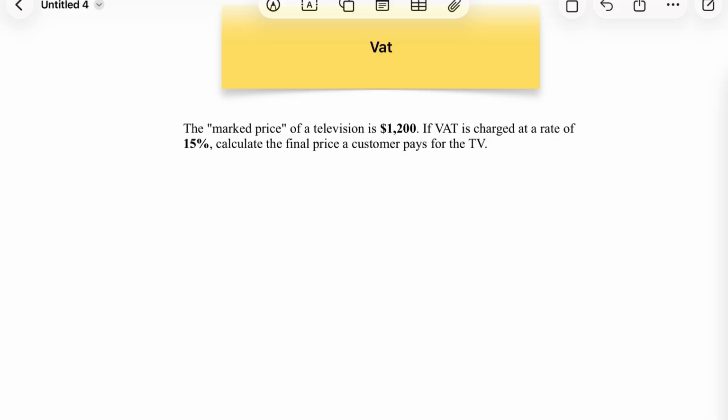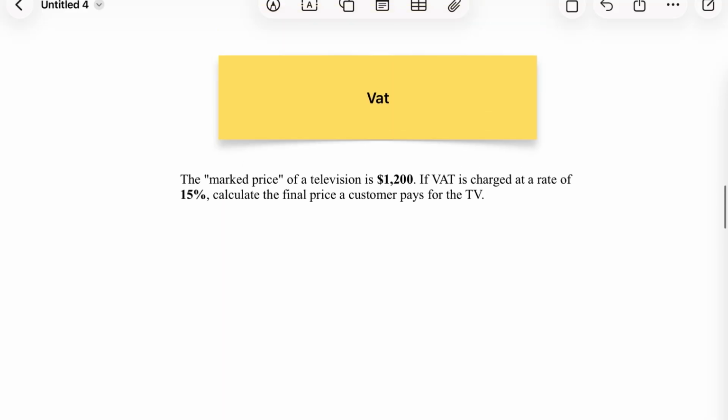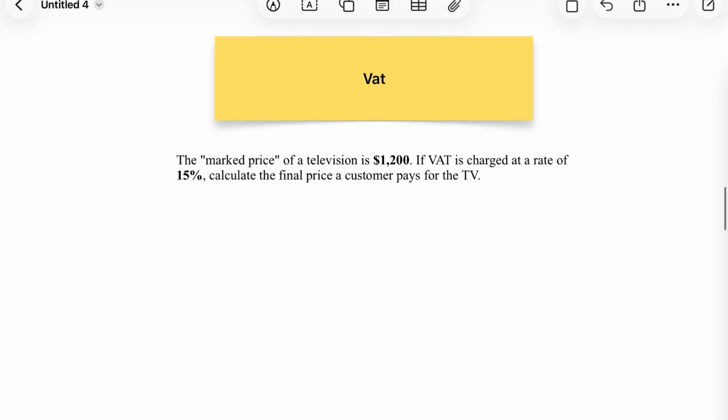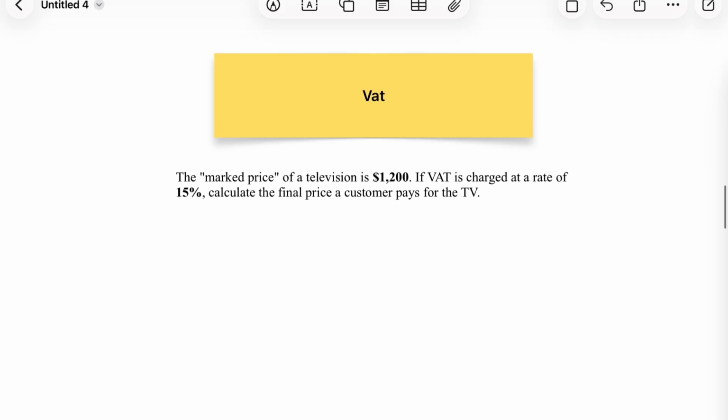VAT. VAT now is literally the opposite of discount. So when we're doing discount, we remove the percentage amount that we got from the market price. But now we're adding on that amount back. So here we have a question. I'm not going to get into it much because it's literally just the opposite of discount. So it says here the market price of a television is 1,200. If the VAT is charged at a rate of 15%, calculate the final price a customer pays for the TV.